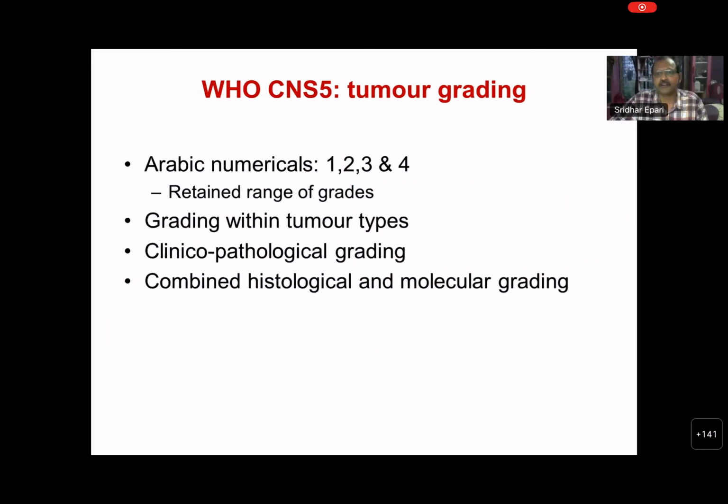A few things on tumor grading. There is a paradigm shift in CNS tumor grading. It is no longer graded by Roman numerals, it is graded by Arabic numerals, just like other systemic tumors elsewhere: 1, 2, 3, 4. And the range of grades has been retained.